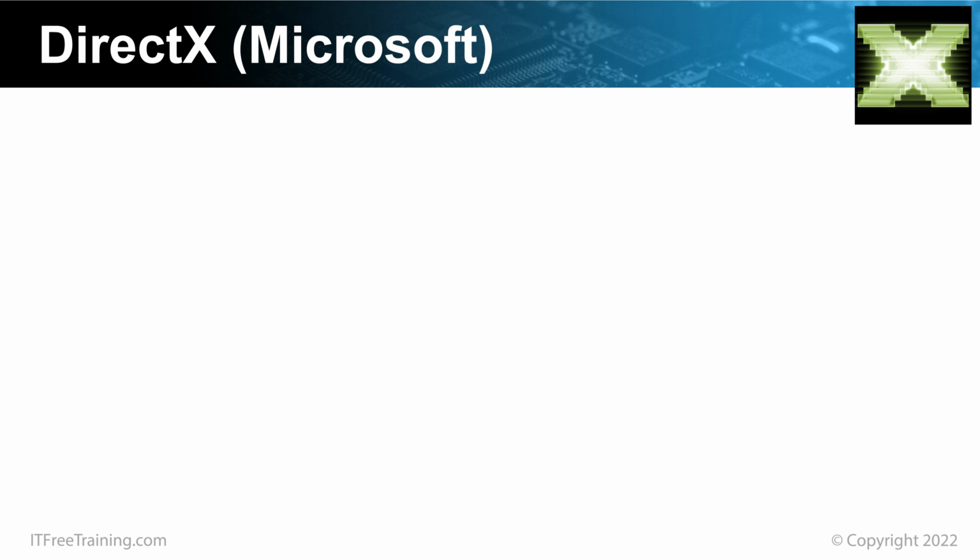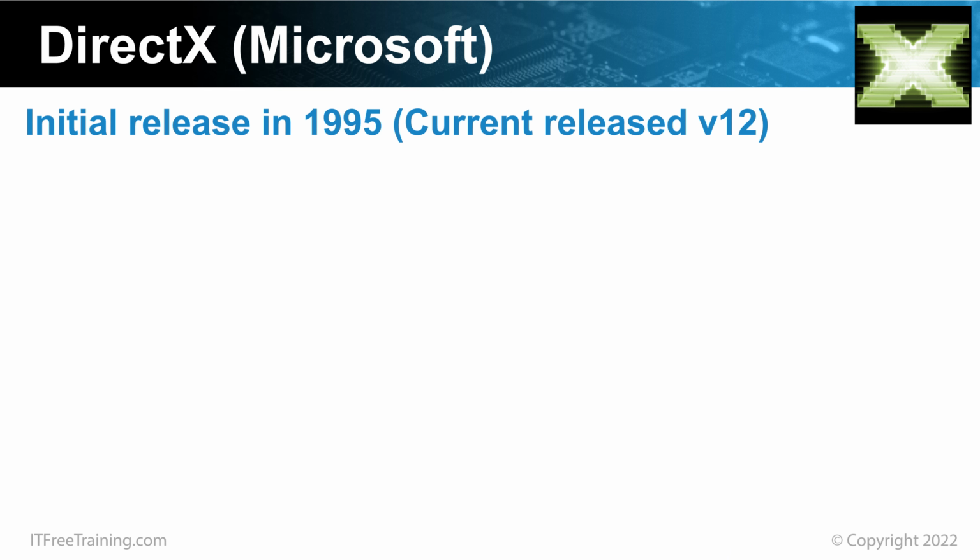The first graphics API that I will look at is DirectX. DirectX was first released in 1995 and has gone through a number of different versions. When this video was created, the newest version was version 12. With the release of Windows 95, Microsoft realized that graphics support in Windows was not good enough for multimedia, particularly when comparing it with DOS.